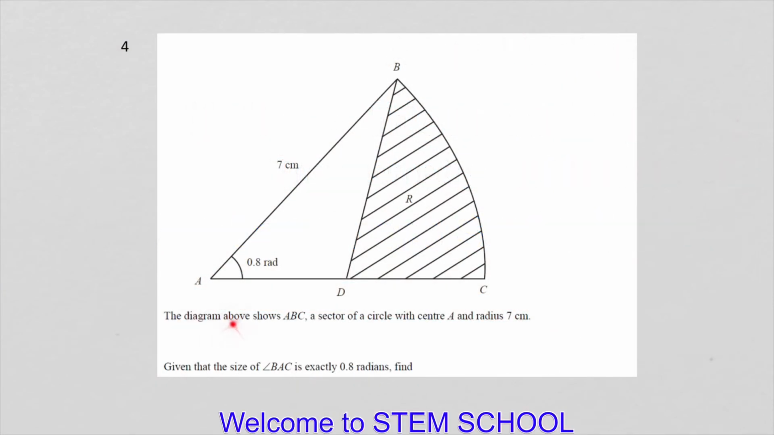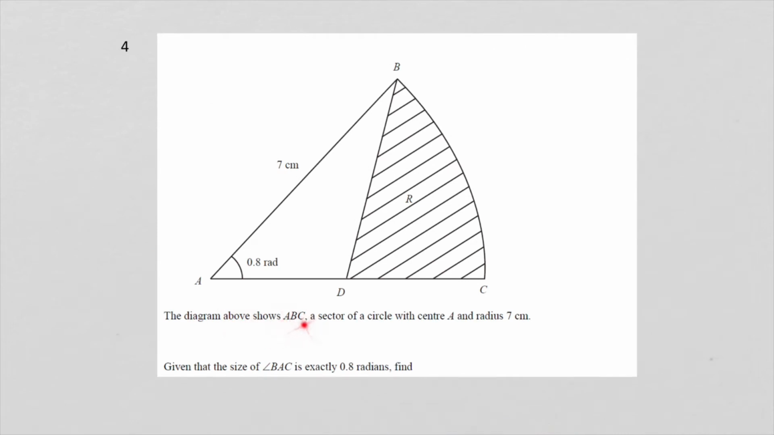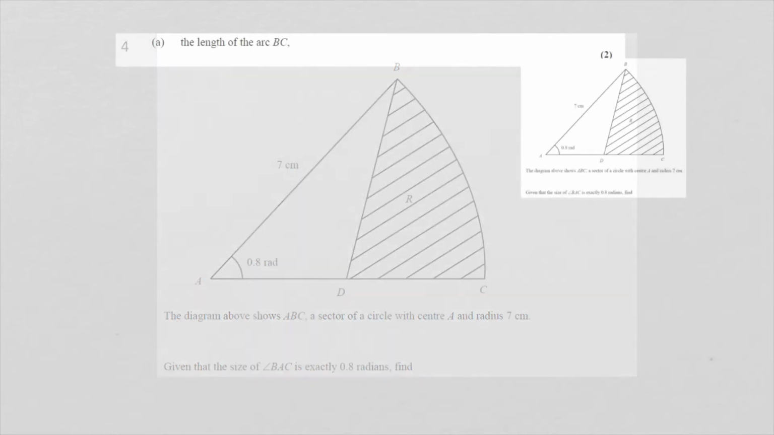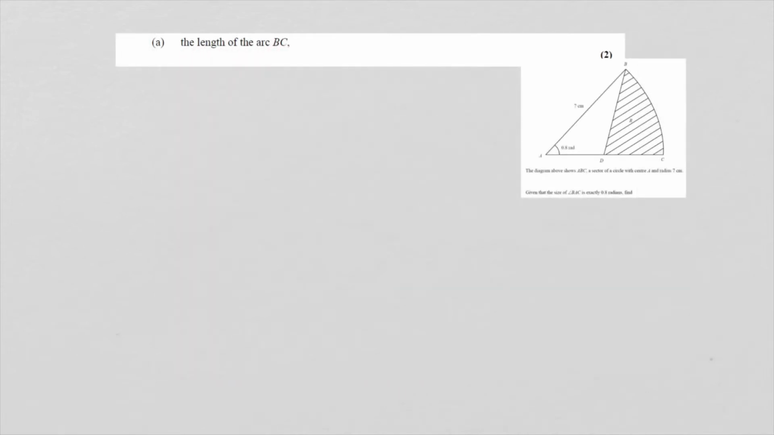The diagram above shows ABC, a sector of a circle with center A and radius 7 centimeters. Given that the size of angle BAC is exactly 0.8 radians, find A, the length of BC. So the length BC is an arc.